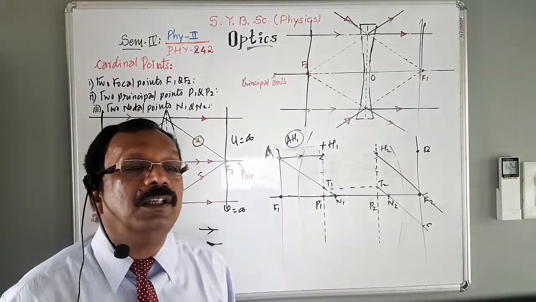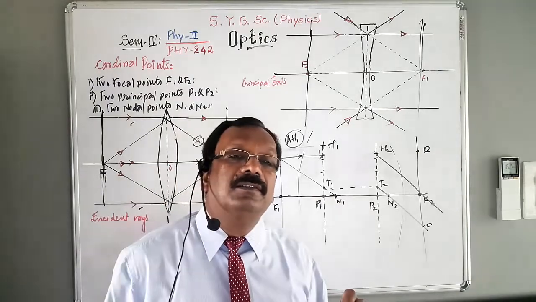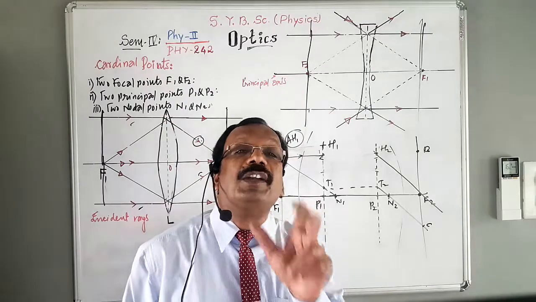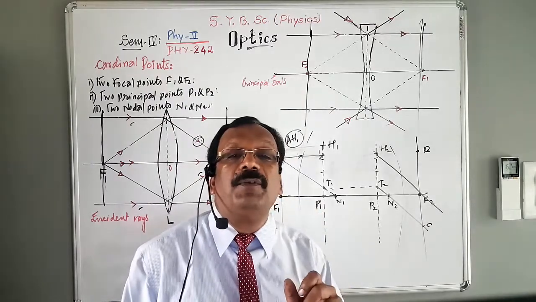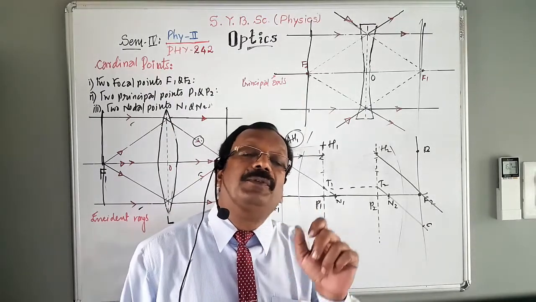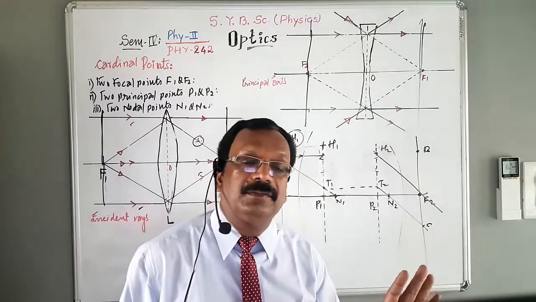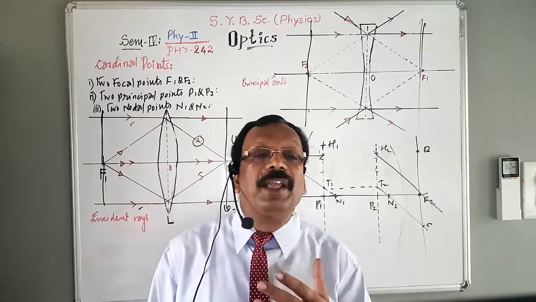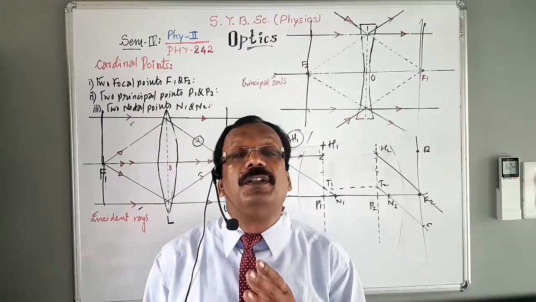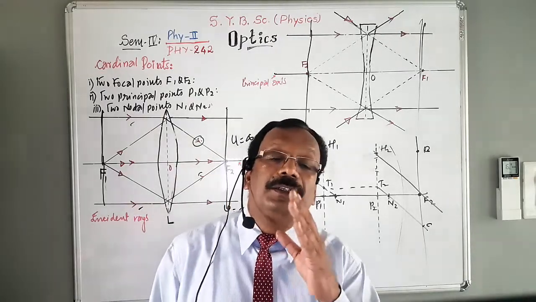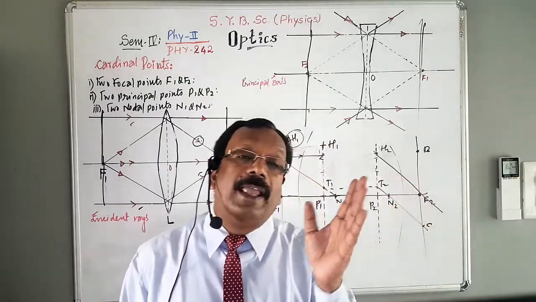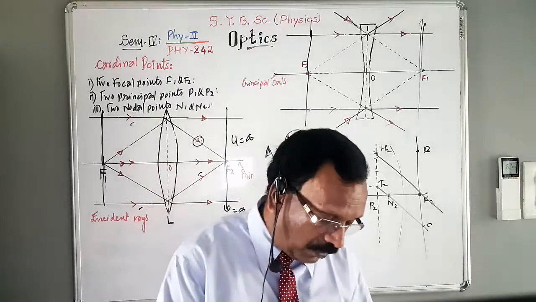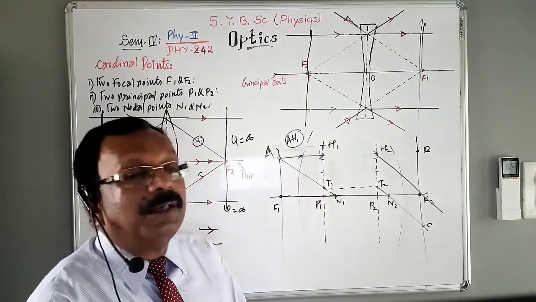nodal points. Nodal points, in short, are defined as a pair of conjugate points on the axis having unit positive angular magnification. I am again going to repeat, nodal points are defined as a pair of conjugate points on the axis having unit positive angular magnification. In this way, we studied all these cardinal points.